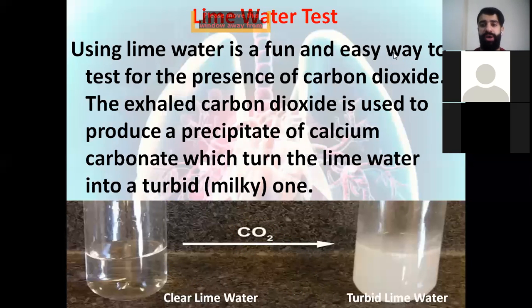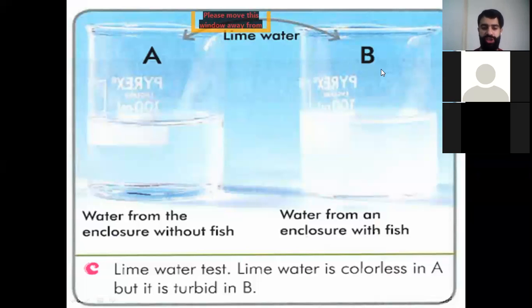Let's move to this experiment that is related to the fish. Lime water test. Lime water is colorless. What the meaning of colorless is clear in beaker A, while in beaker B it becomes turbid, cloudy, or milky. Cloudy, turbid, milky, all of them have the same meaning.